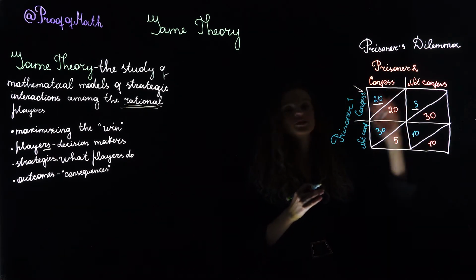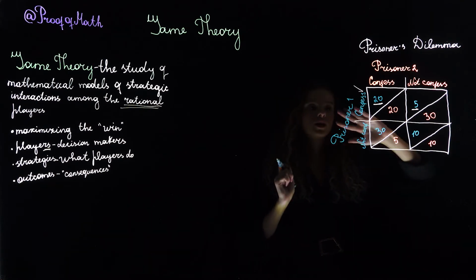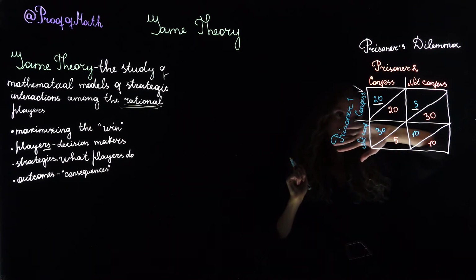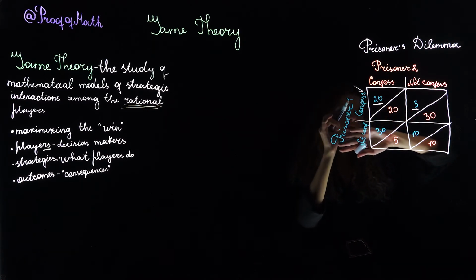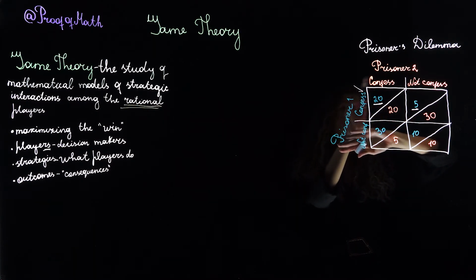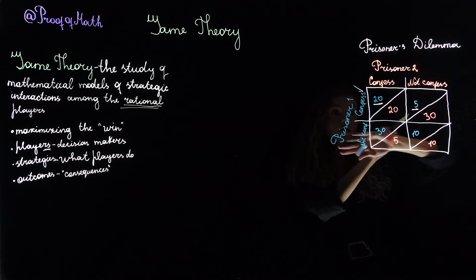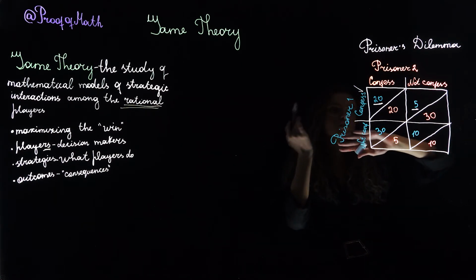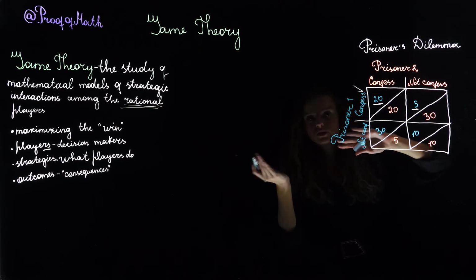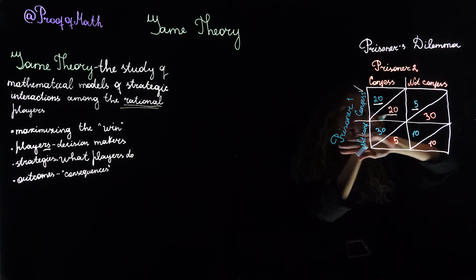For prisoner number 2, let's do the same thing. Prisoner number 1 chooses to confess, so I'm going to cover everything here and look only at the orange numbers. Prisoner number 1 chooses to confess. If prisoner number 2 confesses, he's going to spend 20 years in jail. If he doesn't confess, he's going to spend 30 years in jail. Of course, if prisoner number 2 is a rational player, he's going to confess because he wants to spend less time in jail. Underline that.